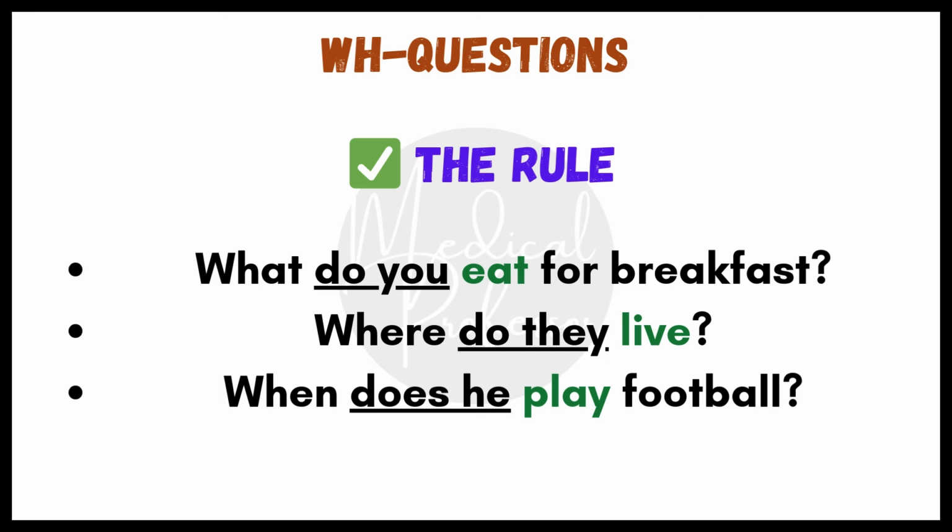The verb stays in the base form after do and does. What does he play? So remember, start with a WH word, that is what, where, when, who, why and how. Then use do or does, then the subject and then the base verb. That's how you ask for more information.